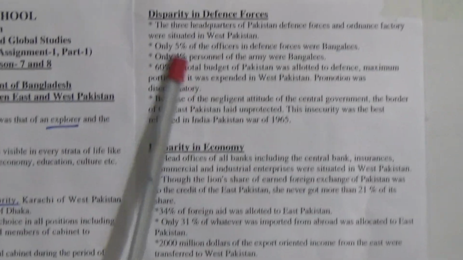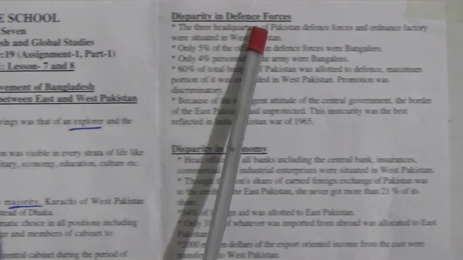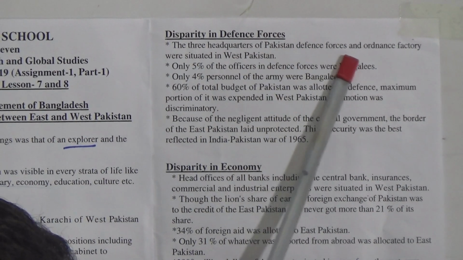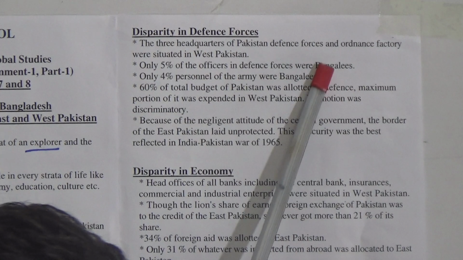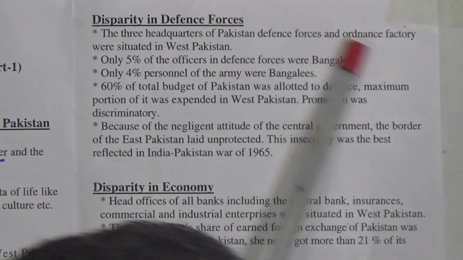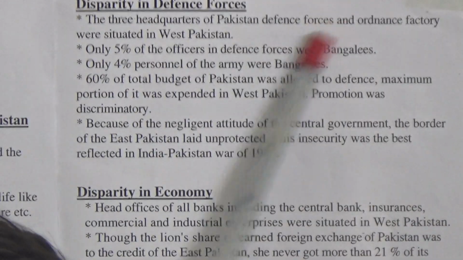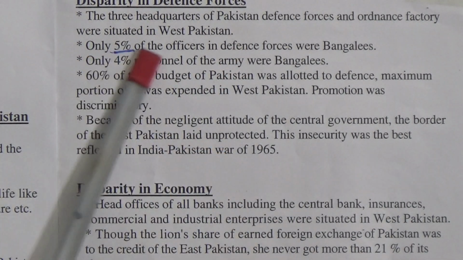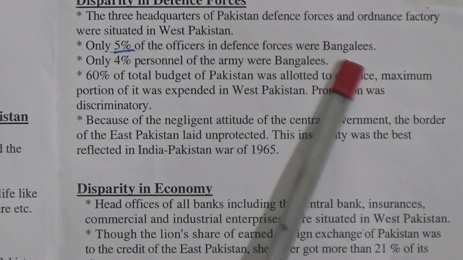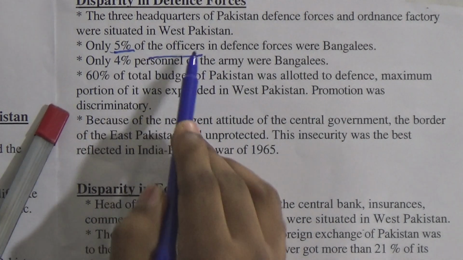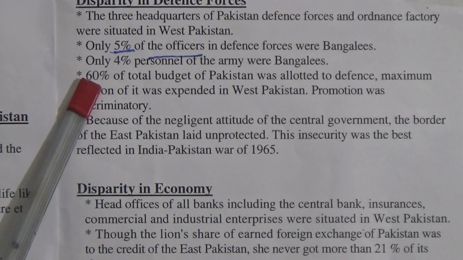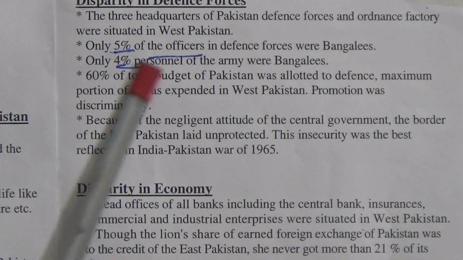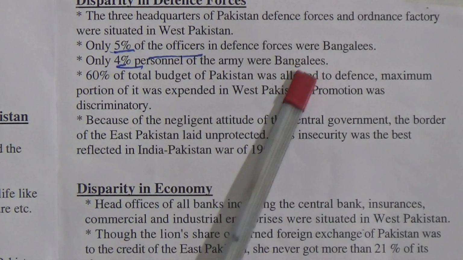So let's come to the disparity in defense forces. The three headquarters of Pakistan Defense Forces and ordnance factories were situated in West Pakistan. Only 5% of the officers in defense forces were Bengalis. The Bengalis were deprived. Only 4% of the personnel of the army were Bengalis.